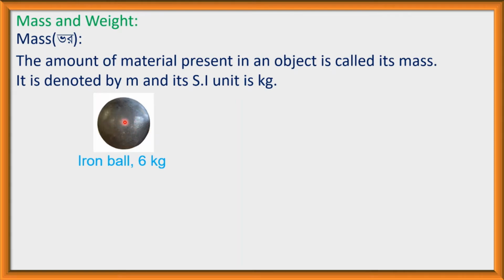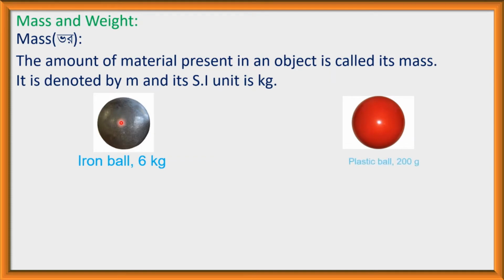This object is made of iron, so amount of iron is the mass of this ball. Here amount of iron is 6 kg. That is, we need 6 kg iron to make this ball. Therefore, its mass is 6 kg. So, mass is the amount of material.